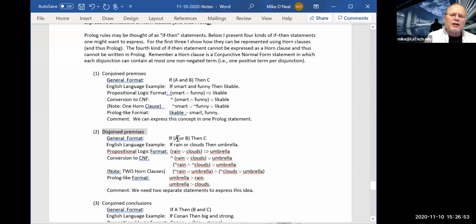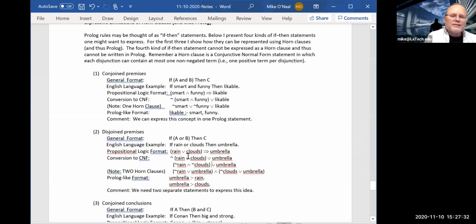If I wanted to say something like, if A or B, then C, could I do that? Can I write that in Prolog? So I'm trying to say something like, if it's raining or it's cloudy, then take umbrella. It's clearly something we would want to say. If rain or clouds, then umbrella. Well, that would become rain or clouds as a unit implies umbrella. And that would become not rain or clouds or umbrella, right?